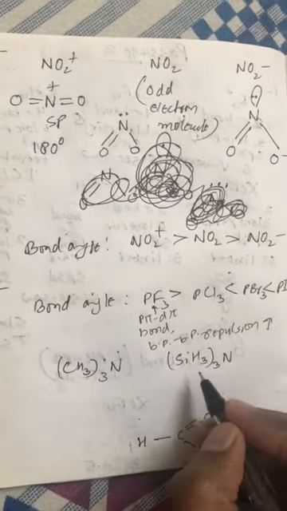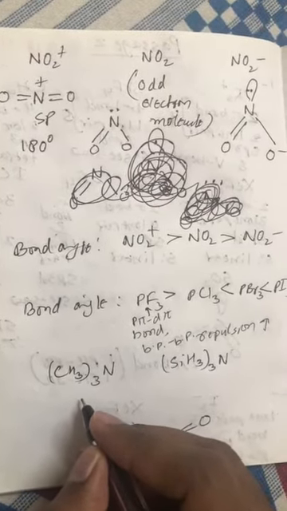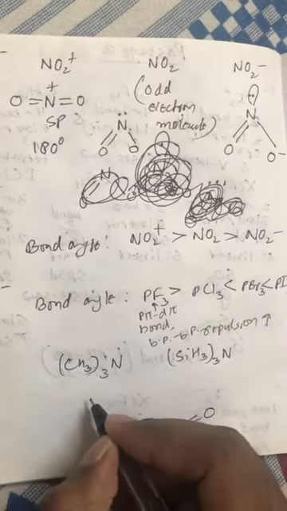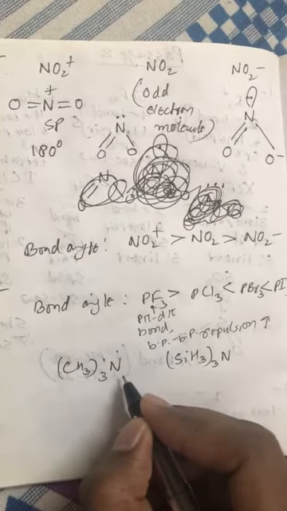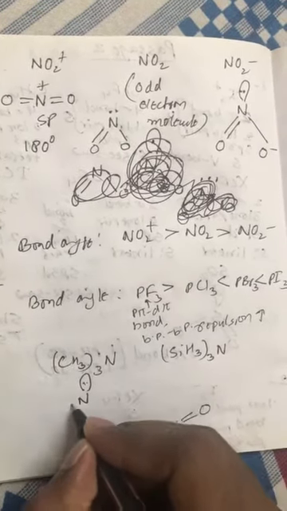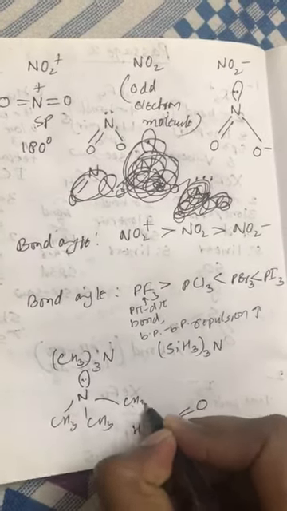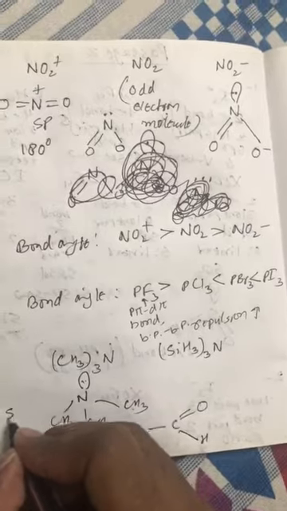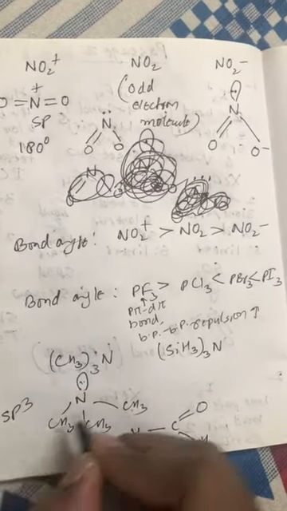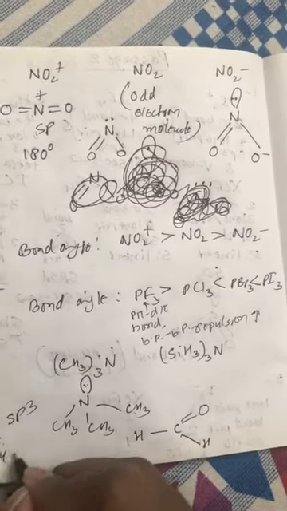Now in the case of C(SiH3)3N and Si(SiH3)3N, we have to see that C(SiH3)3N is tetrahedral because of 1 lone pair and 3 sigma bond. It is sp3 hybridized, and geometry is tetrahedral, but shape is pyramidal.